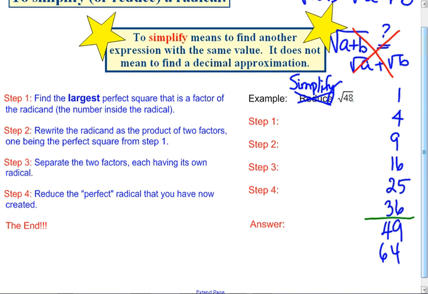Now, I could start by dividing by 36, but if you think about it, I only have to go half of 48. Nothing bigger is going to work. Let you think about it. But you could take your calculator and divide by all these numbers, and I want the biggest number that divides into 48 on this list.